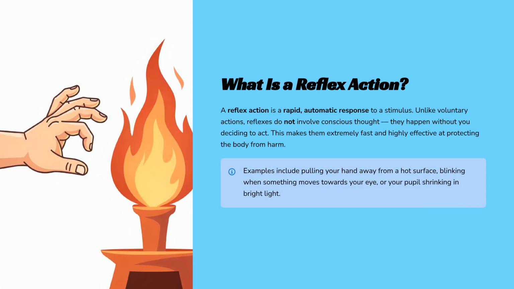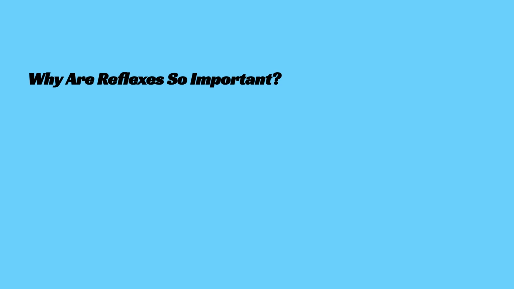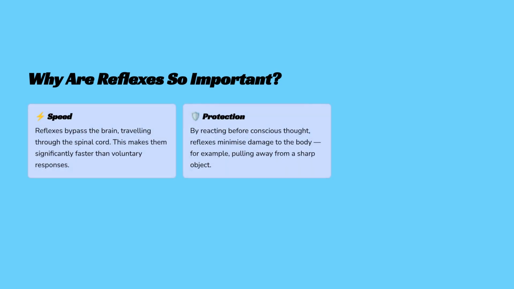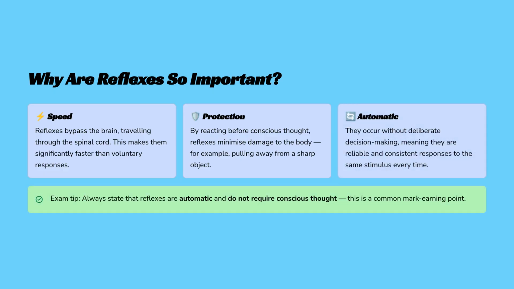A reflex action is a rapid, automatic response to a stimulus, requiring no conscious thought. This makes it extremely fast and effective at protecting the body from harm. Reflexes are important because they are fast, bypassing the brain to minimize damage. They are also automatic, providing reliable, consistent responses every time.